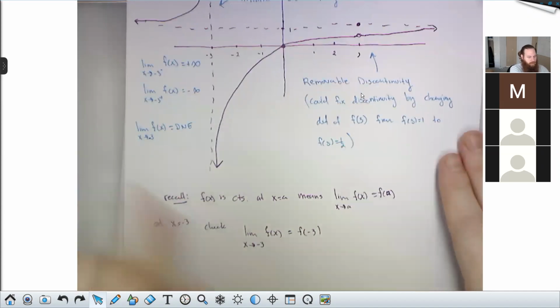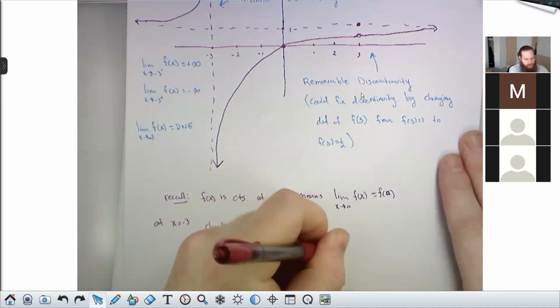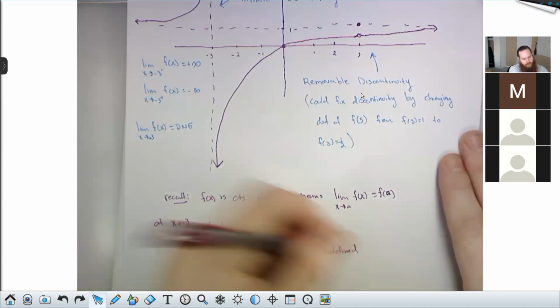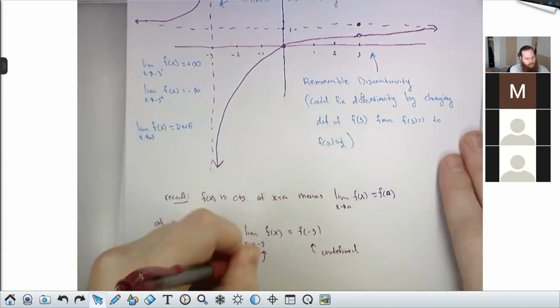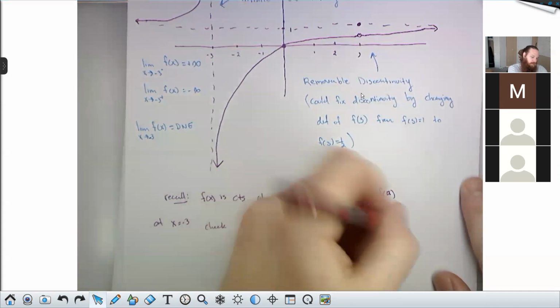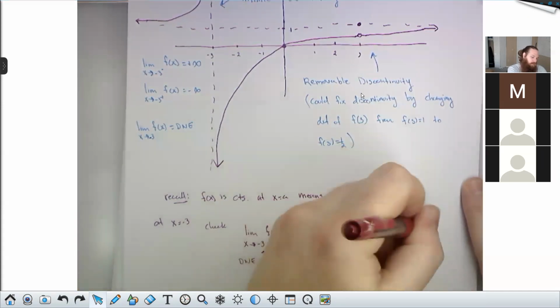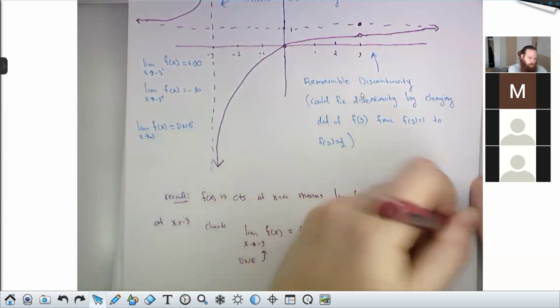Well, there's a problem here. Neither of these exist. F of -3, this is undefined. And this limit does not exist. So f is not continuous at x equals -3.